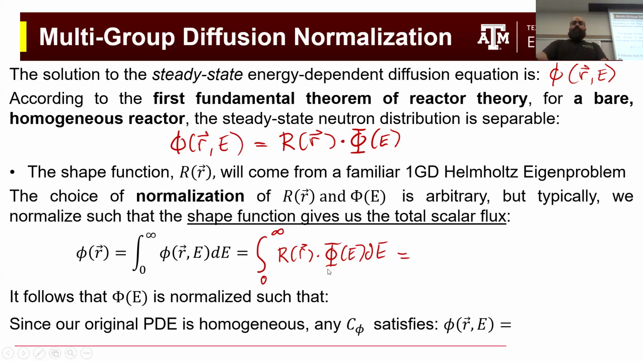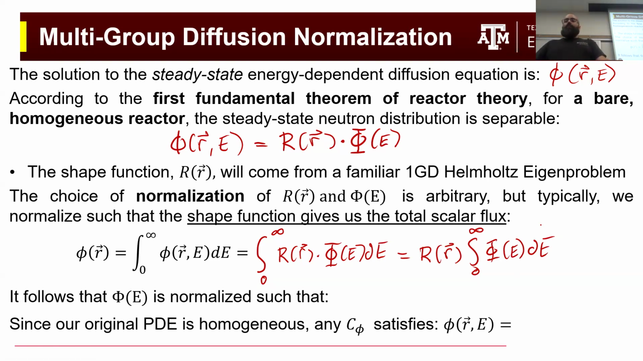Notice this is an energy integral, and the space function is inside of that energy integral. A function of space doesn't have any energy dependence, so it can just be pulled out in front of that integral. So the space function can come out, and I've still got that energy integral left over: the energy spectrum function integrated over all energies.